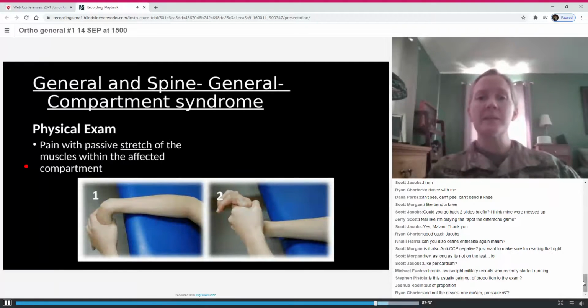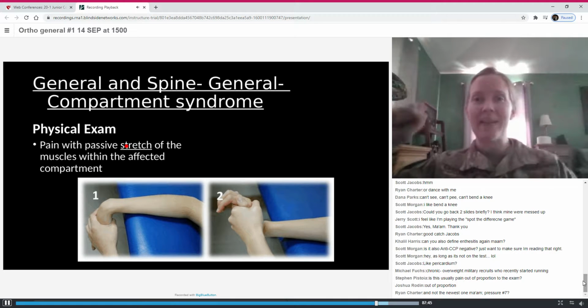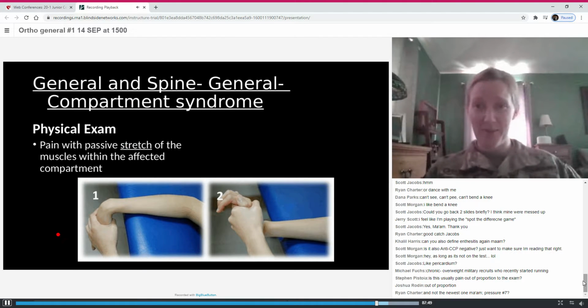And that stretch or elongation of the compartment further decreases the circumference. That increases the pressure. Again, there's a whole bunch of physics laws in there. I'm going to stop now before I get out of my depth. So passive stretch of the muscles within that compartment.